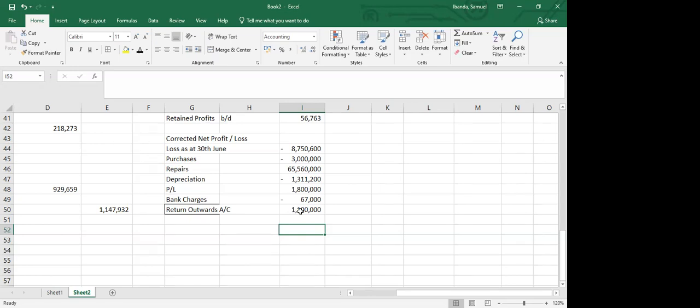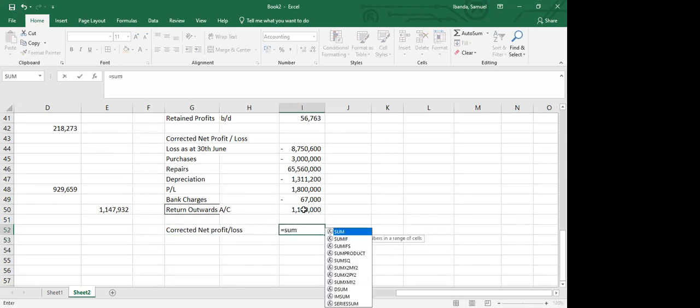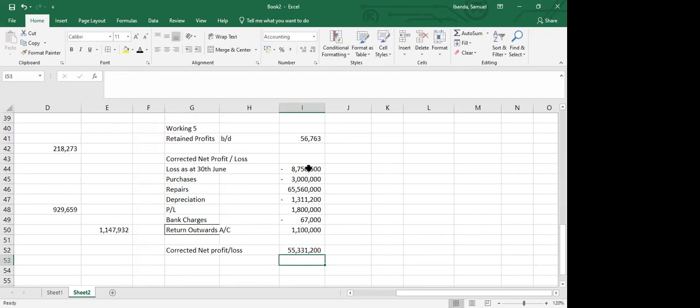So our return outwards, 1.1, as we've indicated it there, and we are putting it as a positive. So since there is no other transaction, we are going to calculate our corrected net profit. You know, I can't tell if it's a profit or loss, so I'll just say profit or loss for now. So when I add up here, up there, I come to 50.